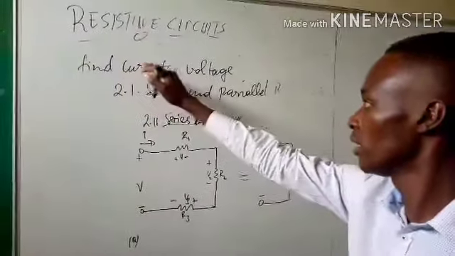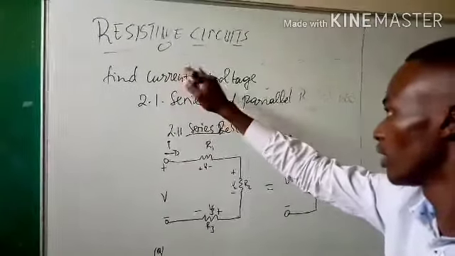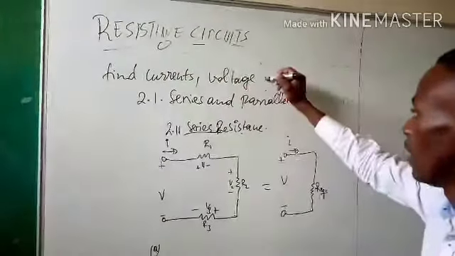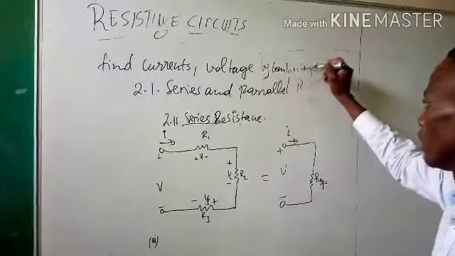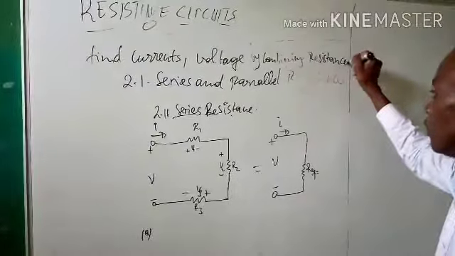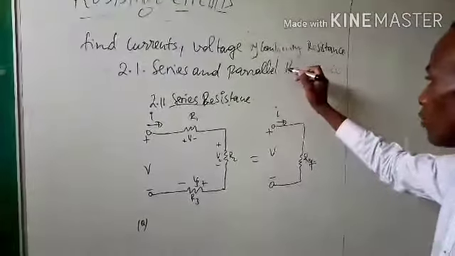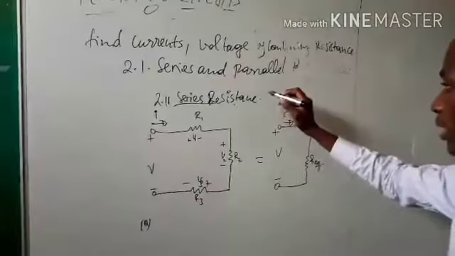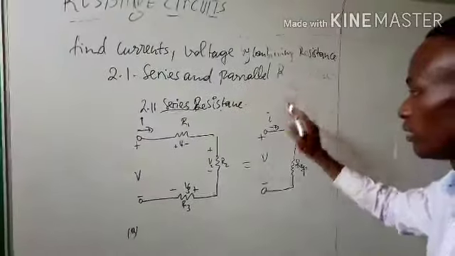Find it will help us find what we are going to study: how to find current and voltage by combining resistances. Maybe they will be in series or in parallel. So we just have to find out whether the resistances are in parallel or in series.